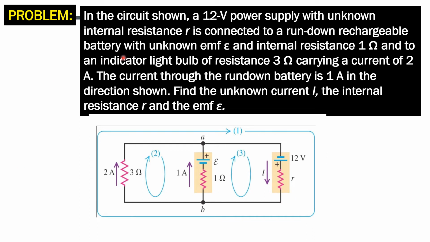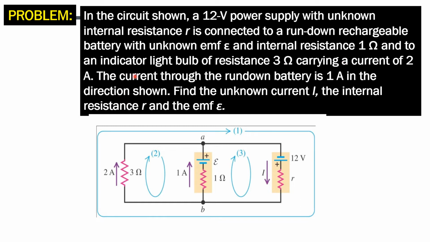This is the sample problem. In the circuit shown, a 12-volt power supply with unknown internal resistance, small r, is connected to a rundown rechargeable battery with unknown EMF, denoted here by the Greek letter epsilon, and internal resistance 1 ohm, and to an indicator light bulb of resistance 3 ohms carrying a current of 2 amperes.